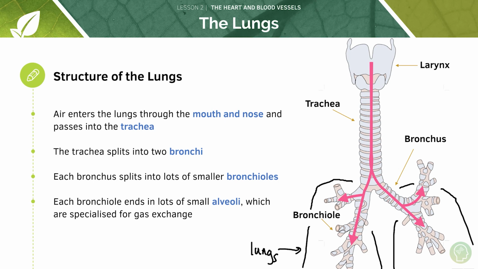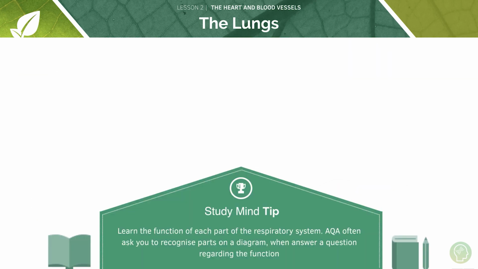So this splitting of bronchi into bronchioles and then into alveoli is a really, really crucial structural formation of the lungs. So make sure you understand the function of each part of the respiratory system, because you may need to label parts on a diagram and then answer a single mark or a double mark question regarding its function.